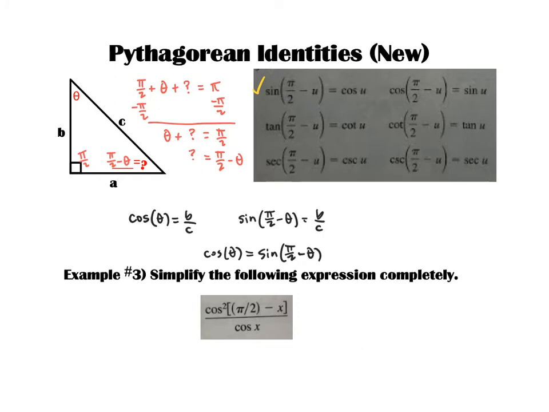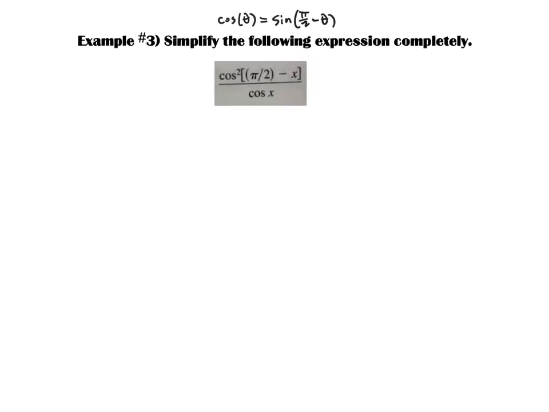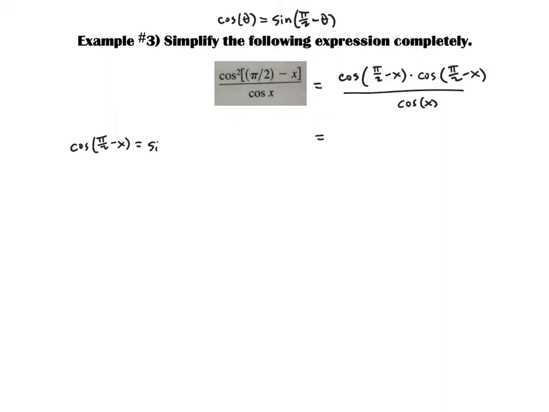So let's look at an example here in example 3. Simplify the following expression completely. Okay, so before we go anywhere, let's talk about what this expression is actually telling us. This is telling us that the cosine of pi over 2 minus x times the cosine of pi over 2 minus x over cosine of x. Well, we know, based on the identities given above, that cosine of pi over 2 minus x is equal to the sine of x.